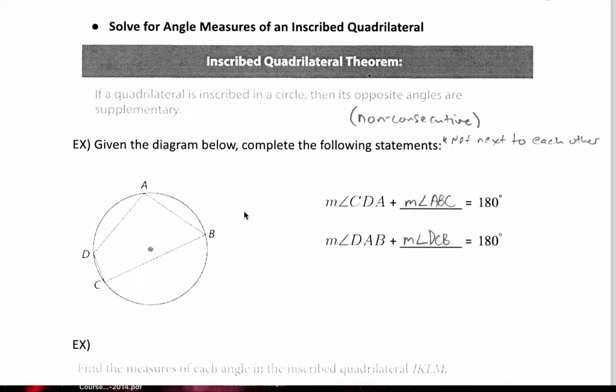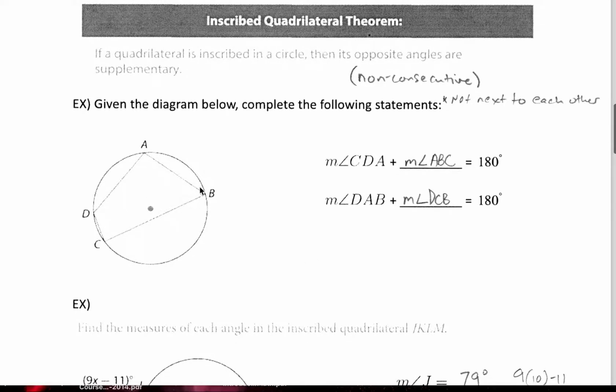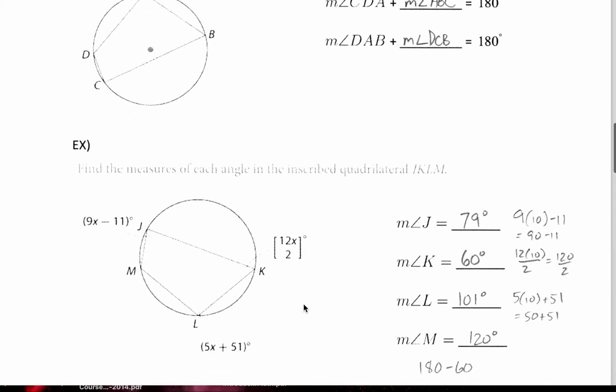So opposite from angle CDA, which is just angle D right here, would be angle B, or ABC, or CBA. There's three different ways to name that angle. Similarly, angle DAB is just angle A up here, and opposite from it would be angle DCB or BCD, or just angle C. So again, if you can identify your opposite angles, you can set up your equations. Let's do an example.